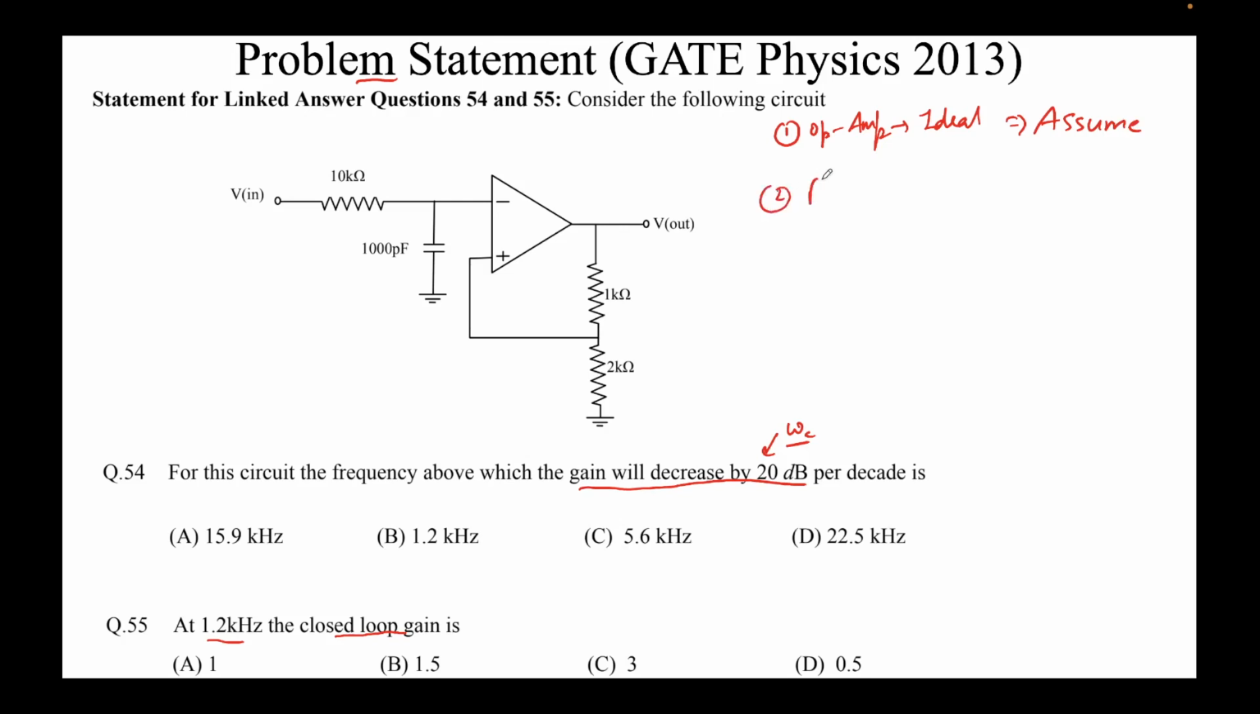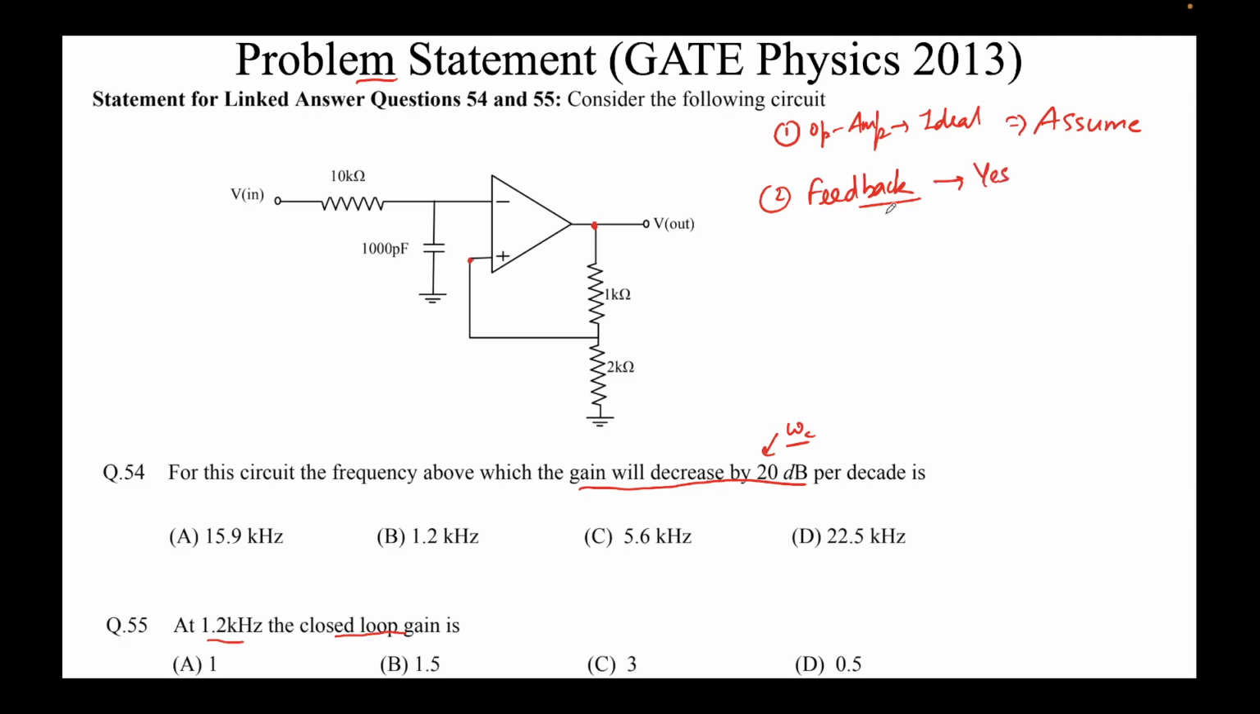Second, check if there is any feedback in the circuit or not. How do we check that? We do that by seeing whether the output node is somehow connected to any of the input nodes. So we see that the output voltage is being fed to the non-inverting input here through this resistor. So yes, there is feedback.